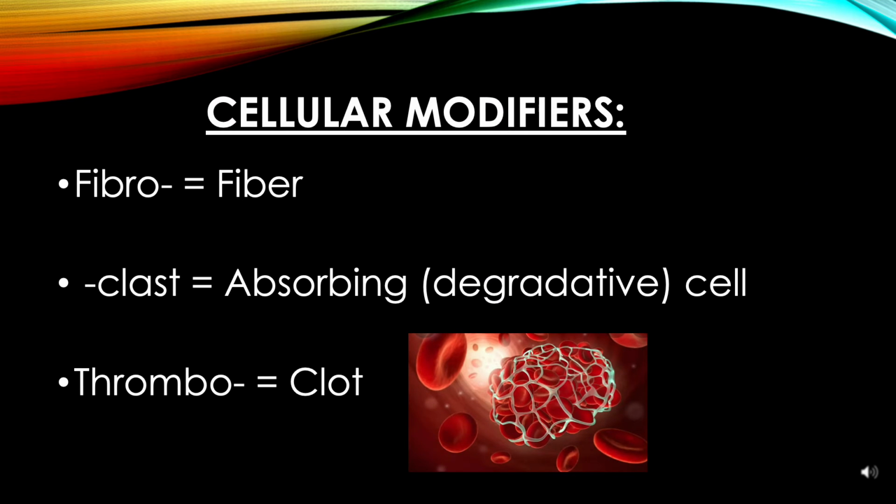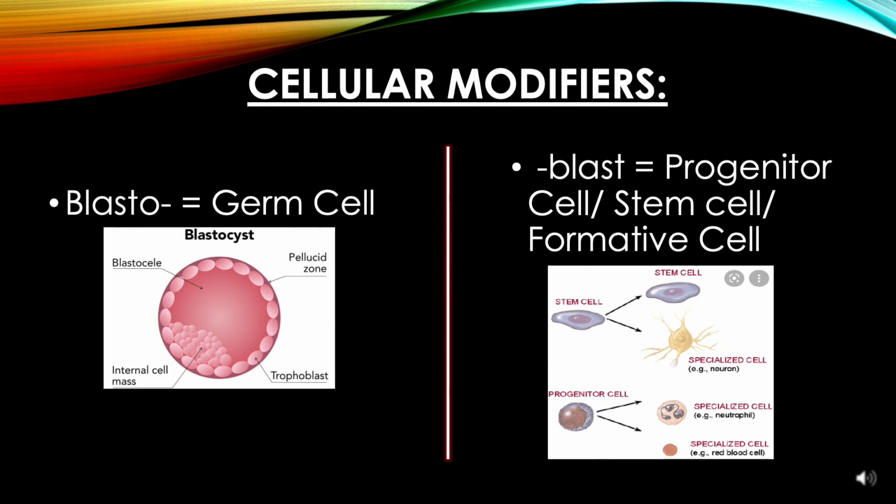These are some examples of the cellular modifiers. Fibro means fiber. If a word ends with clast, it means absorbing or degradative cell, and thrombo stands for clot. Next two examples of cellular modifiers are blasto and blast. If a word starts with blasto, it shows germ cell, and if a word ends with blast, it shows progenitor cell, stem cell, or formative cell.